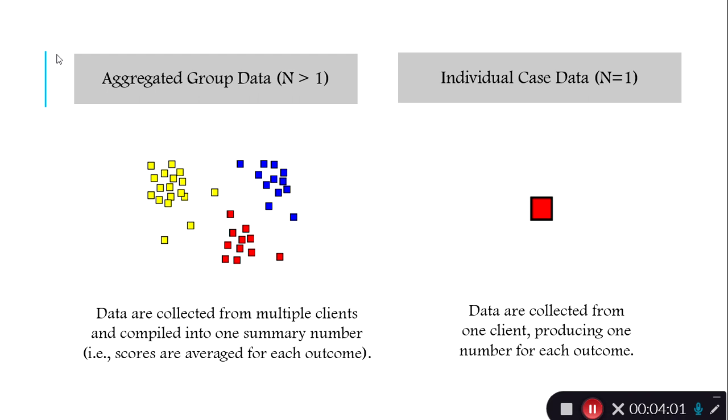So we'll take a look on the next slide at what it looks like when we go to plot this data on our trend line, and what each point on the trend line represents. But again, keep in mind that aggregated data is utilized in the time series design, and that aggregated data represents multiple clients in one data point, versus the individual case data, which is used in the single case design, where each data point represents the individual client.